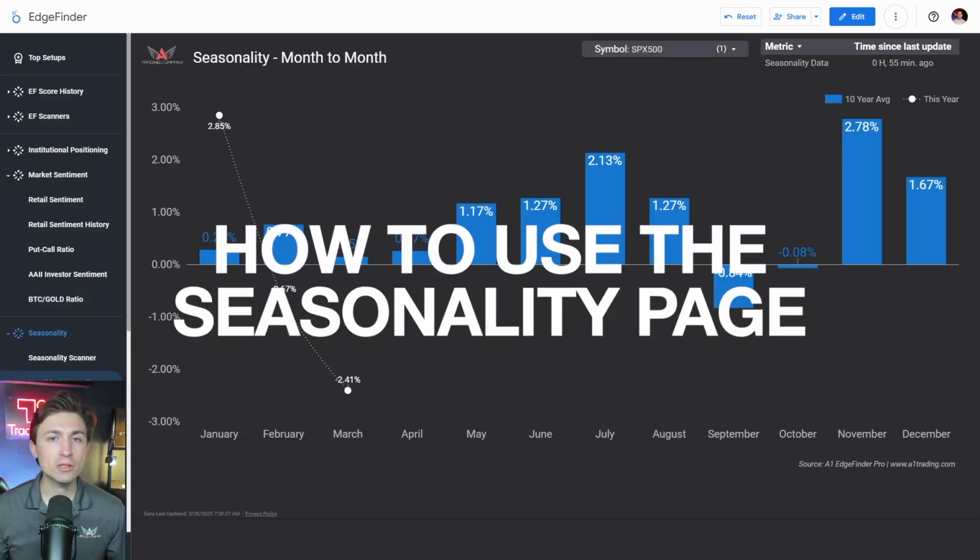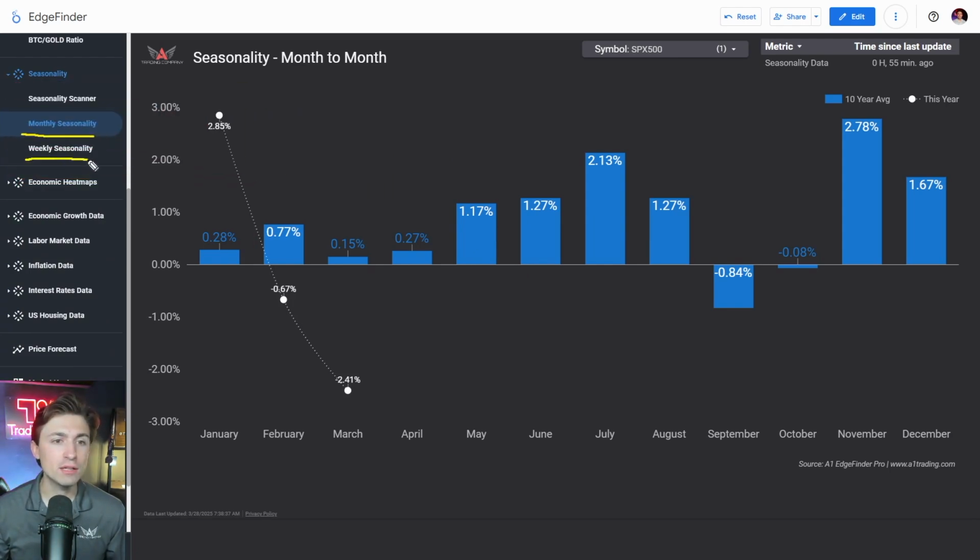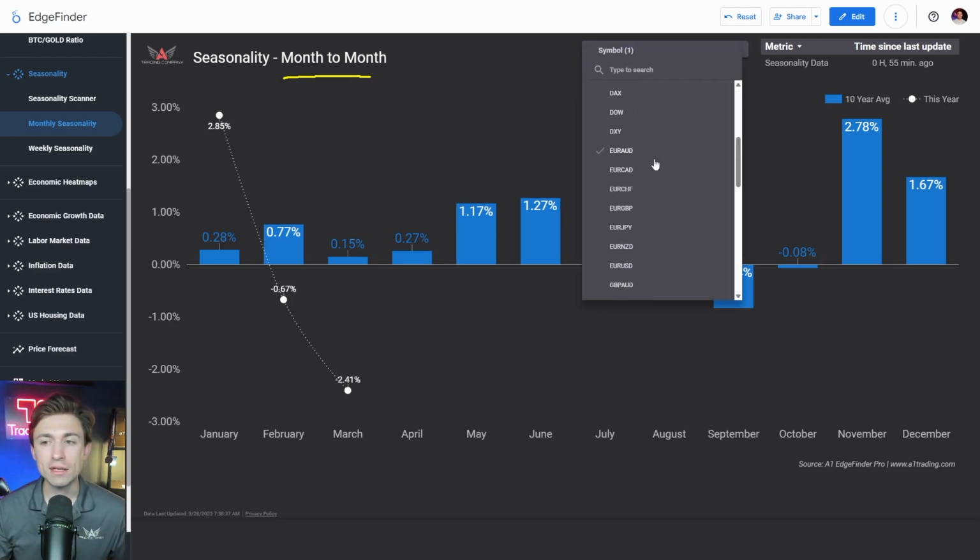Next up, we'll be taking a look at one of my favorite indicators on this entire list, which is the seasonality tab. Now, specifically, I've highlighted the monthly seasonality for this demonstration, but we also have weekly seasonality and seasonality scanners available as well. But let's jump into monthly seasonality. What this is showing you is the month-to-month average historical performance for the selected asset. And yes, as always, we have a little bit of everything within the selectable list. I've just chosen the S&P 500 for demonstration.